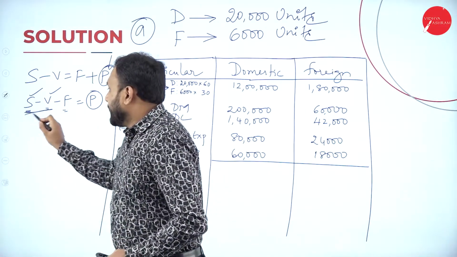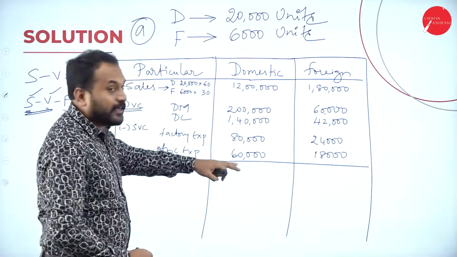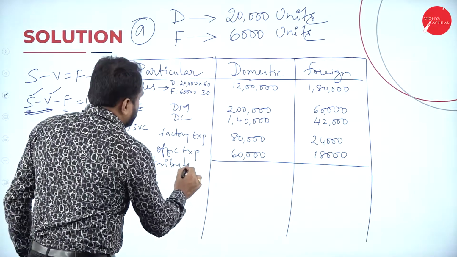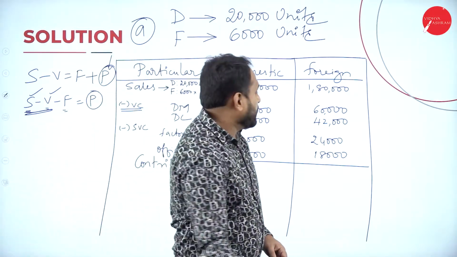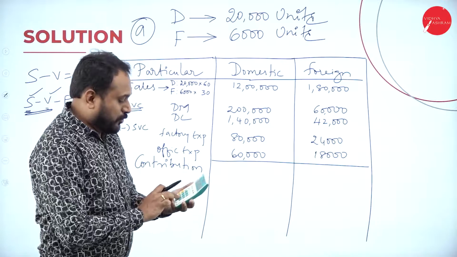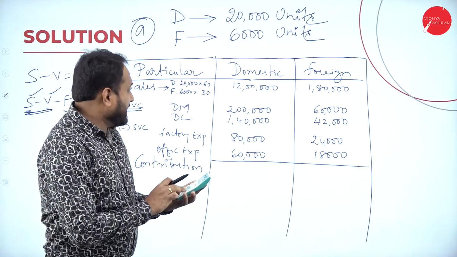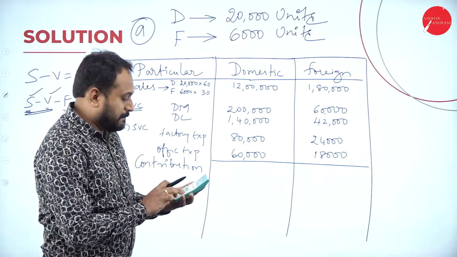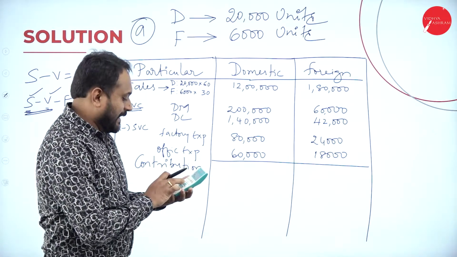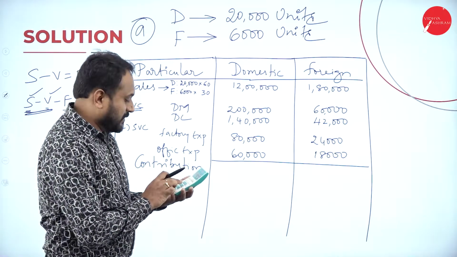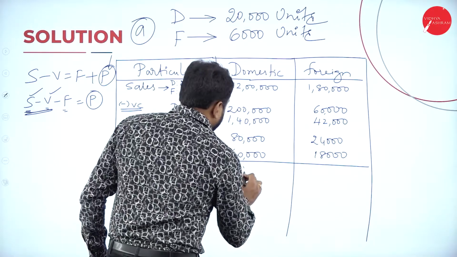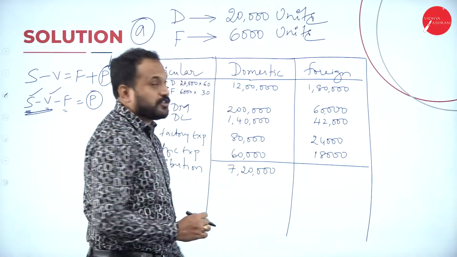I'm done with S minus V here. Now I'll calculate. Whatever I get, that is called my contribution. Now I need to subtract each and everything here. So let's go with this. Please have a calculator. 12 lakh minus 2 lakh minus 1,40,000 minus 80,000, again minus 60,000. Done. So I got 7,20,000. 7,20,000 is the contribution of domestic.